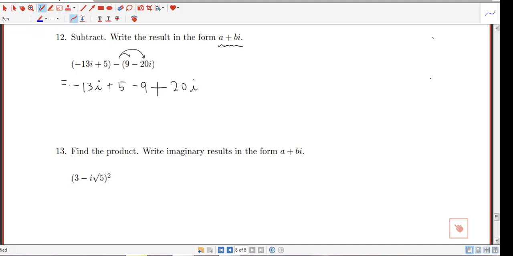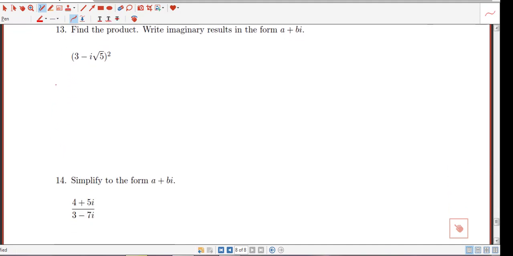Okay, next step is all you have to do is combine the like terms. So you have what? 5 minus 9, and then you have negative 13i plus the 20i. So here what you're gonna get is what? Let's go with the real part first. 5 minus 9 is what? Minus 4. And then you're gonna have plus 20i minus 13i. It's gonna give us what? Plus 7i. Now this is of the form a plus bi. So I'm just gonna box that for the answer.